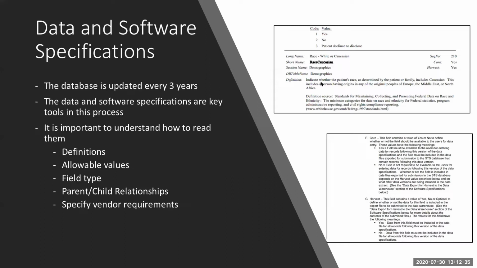The definition has to be tied to the short name, and it's something that goes across versions. And then we have which section it is, which database table it's in. The definition is usually a rather generic type of definition. And this is what the vendors will include in their software build. So the vendors will use both of these tools, the data specifications and the software specifications, to build their software.